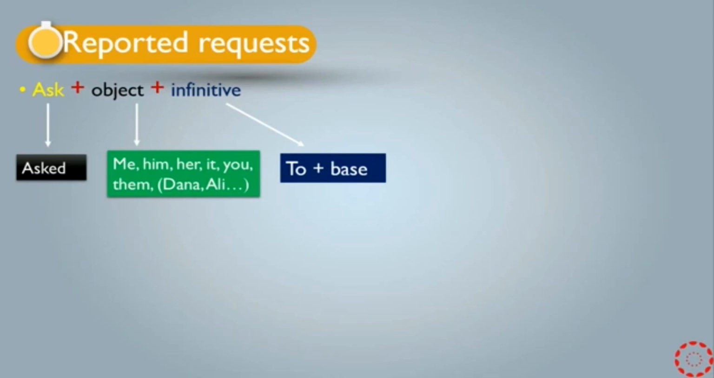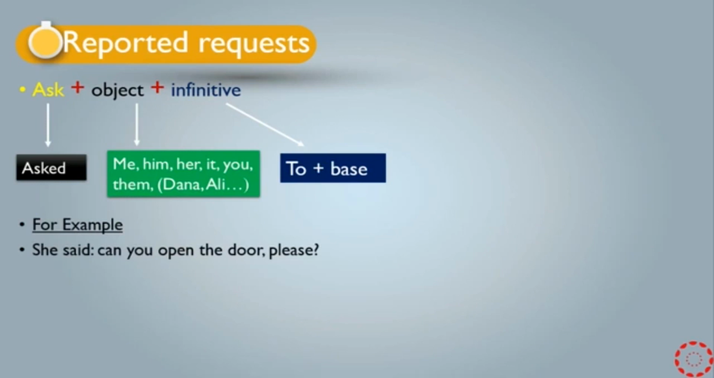Let's see an example. For example, she said, "Can you open the door, please?" Usually, reported requests are asked with a question, and they also have polite words like please, can you, could you, would you. So you have to be careful about that. So how are you going to report this request, how are you going to say the speaker's speech again? As I said, we will use asked. So it became what? She asked me.